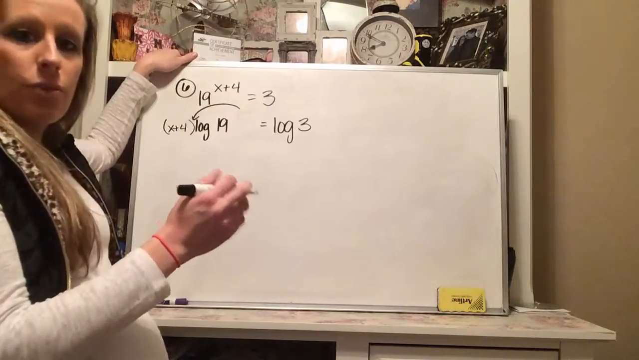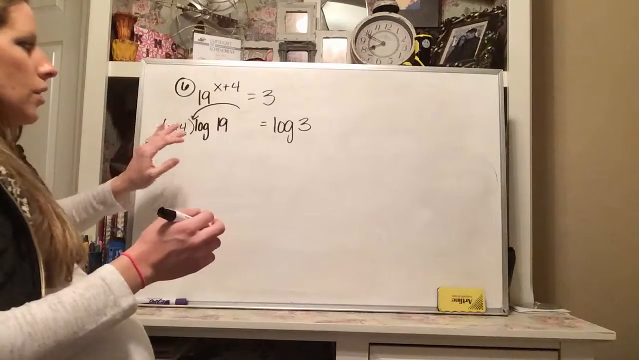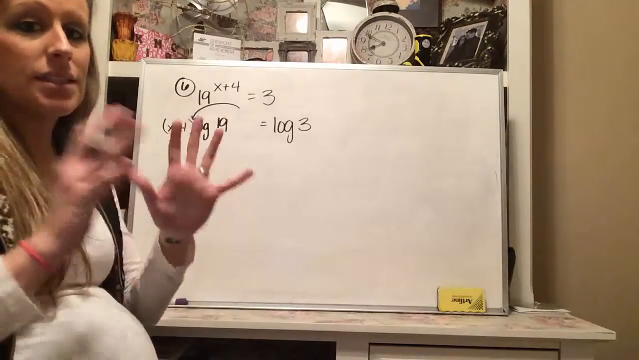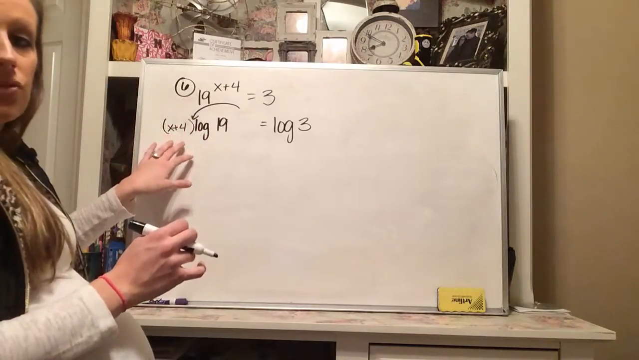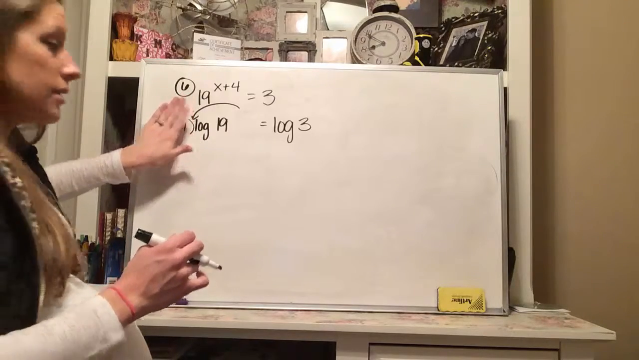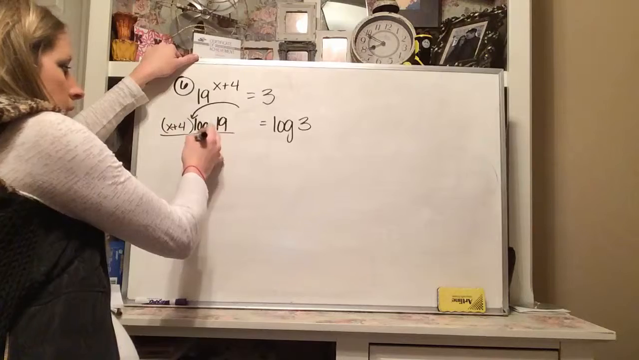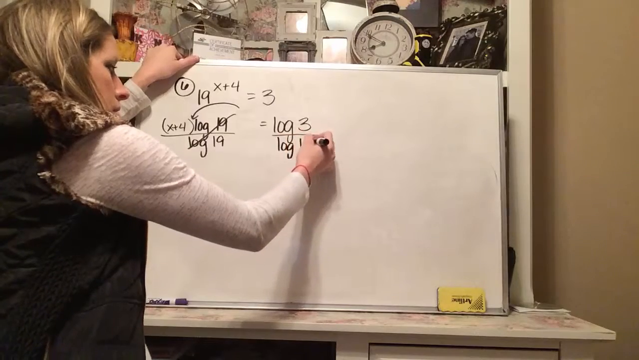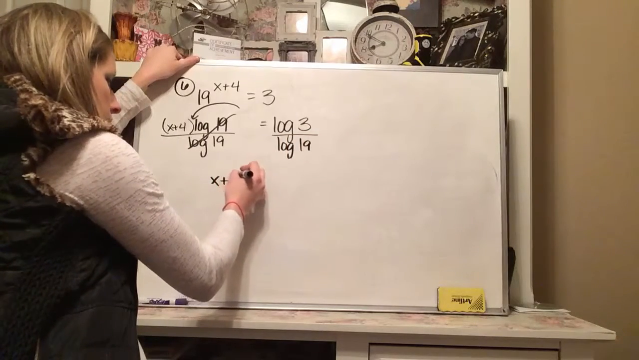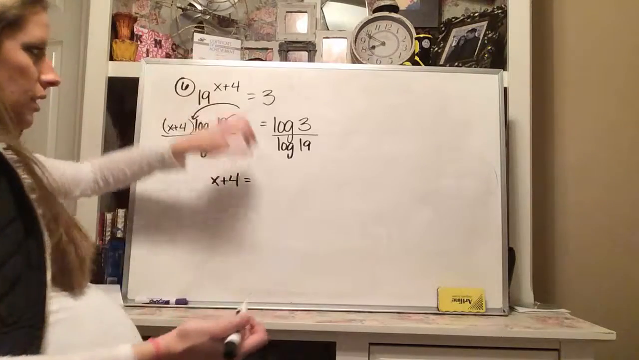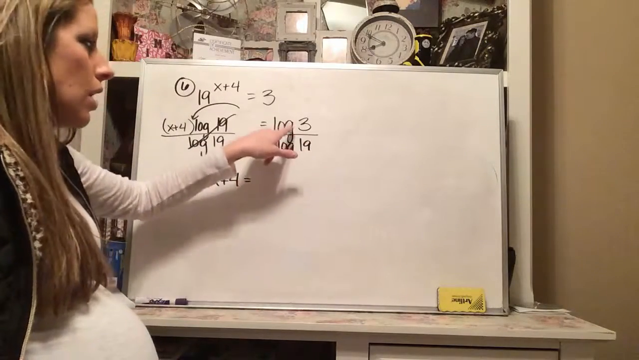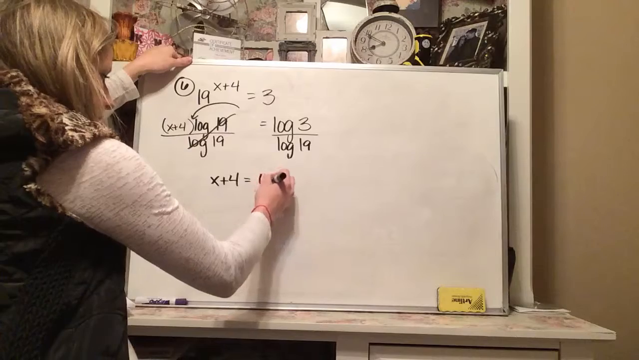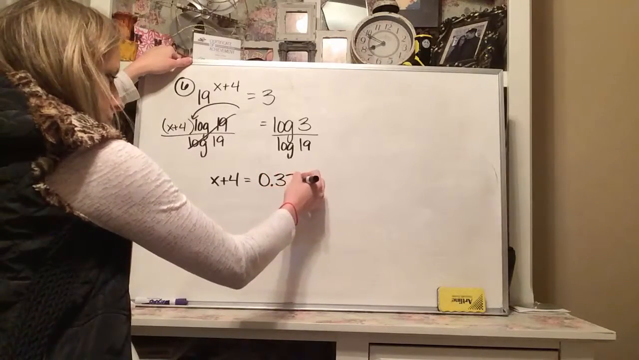Okay, and I'm going to solve for x. So, what you need to do is save the x for last. And right now, your x is in a binomial, right? It's with the x plus 4. I'm going to save that for last, which means I'm going to have to divide by the log of 19. Okay, so I get x plus 4 equals, and I went ahead and figured out what this was. Log of 3 divided by the log of 19 gives me 0.373.